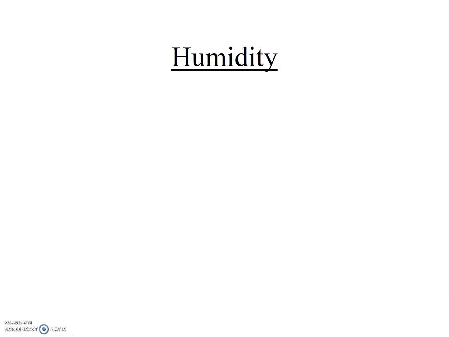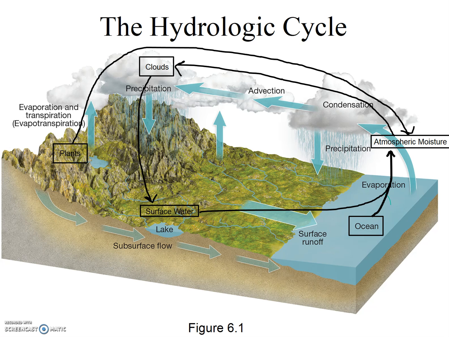Our next clip deals with atmospheric moisture, or humidity. We have learned that evaporation and evapotranspiration transfer water from the ocean, surface water, and plants to the atmospheric moisture pool. Now we'll discuss atmospheric moisture, humidity, in more detail. First, a definition.